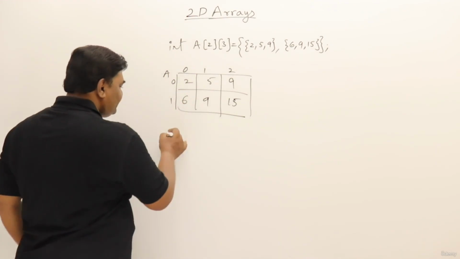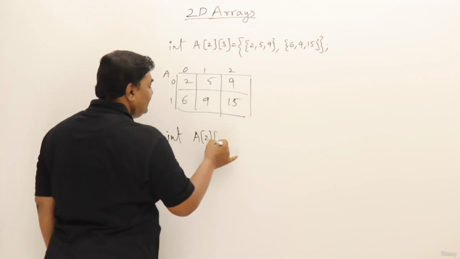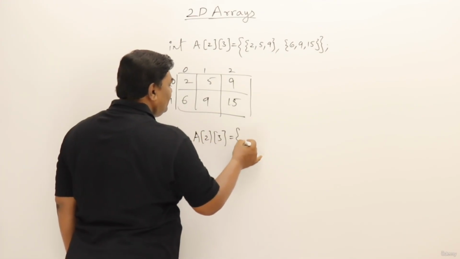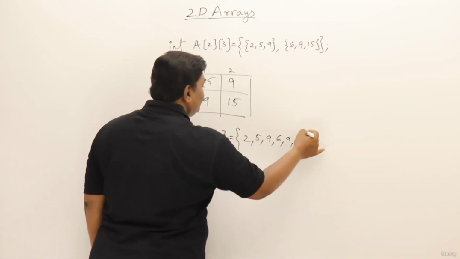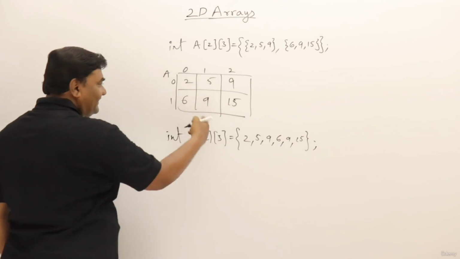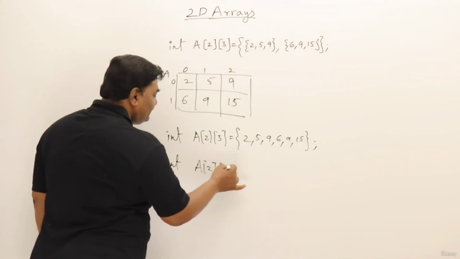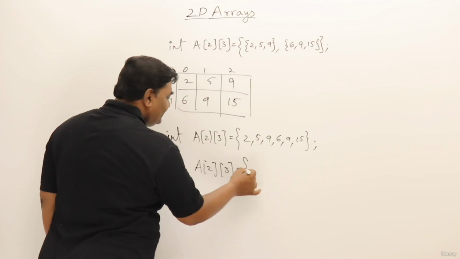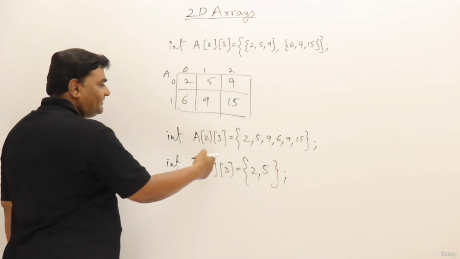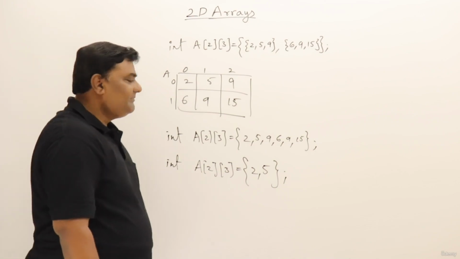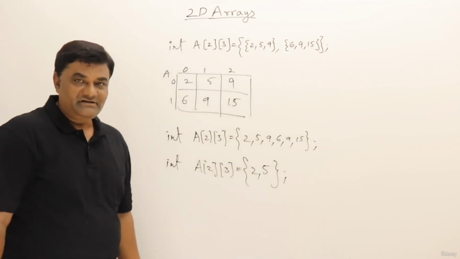Now the other way of initializing it is I can mention A of 2, 3, and I can simply write all these values 2, 5, 9, 6, 9, 15. So this also will fill this array in the same way. Even I can say A of 2, 3, taking the same size and same name. If I fill up only 2 values, then you know well that the rest of the values will be initialized automatically to 0. So this is how we can declare and initialize a two-dimensional array.